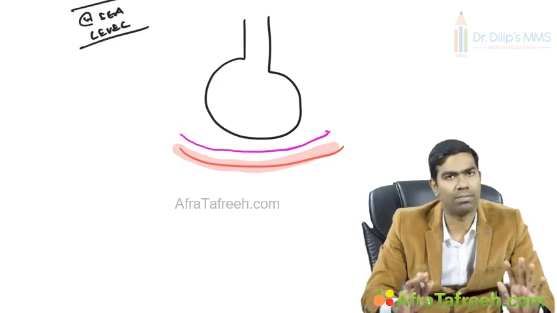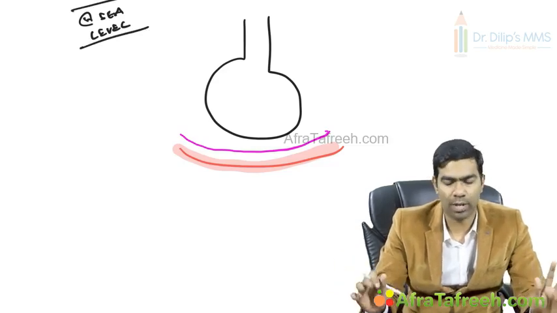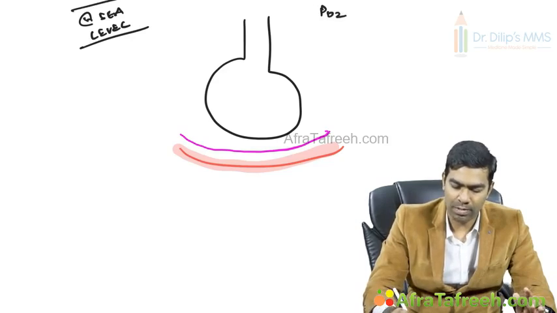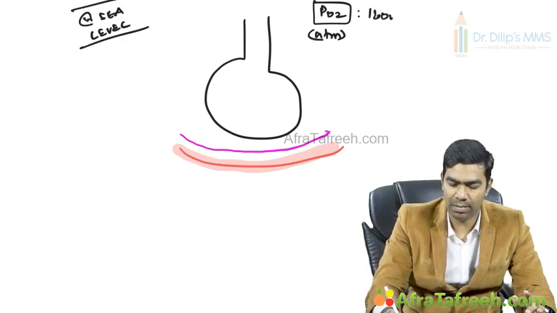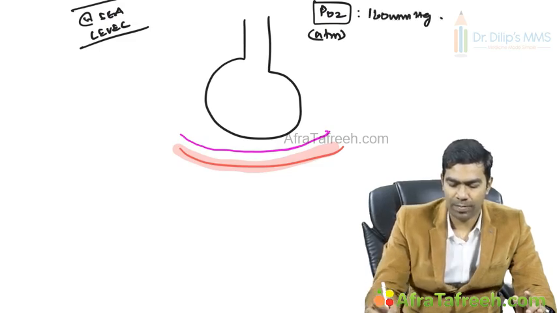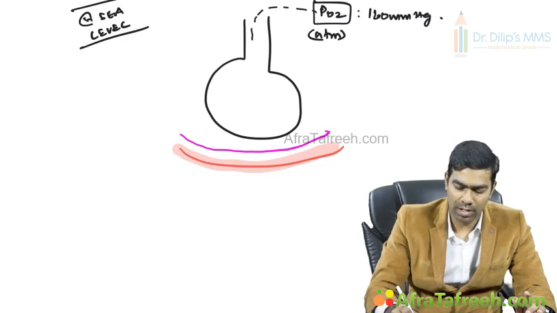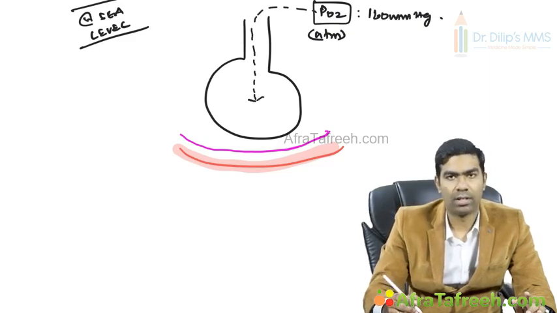You have a patient at sea level who's breathing room air. So what will be the partial pressure of the atmospheric oxygen? It's going to be, I told you, 160 millimeters of mercury. This is what is taken in by the patient.